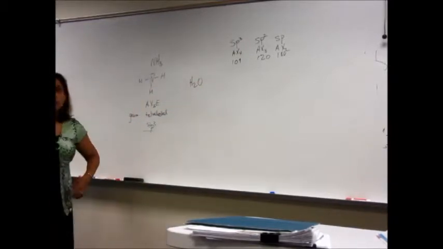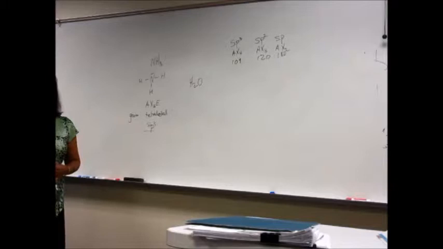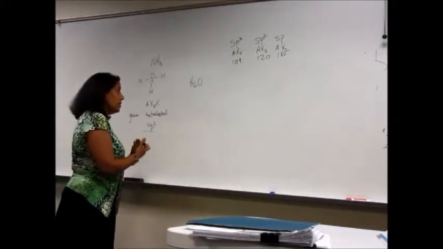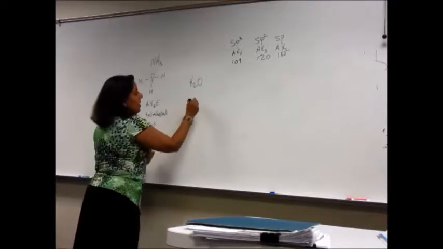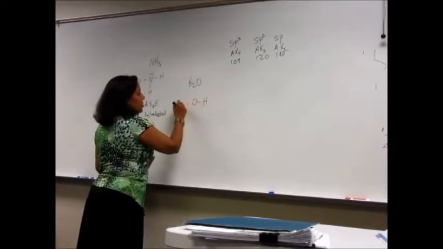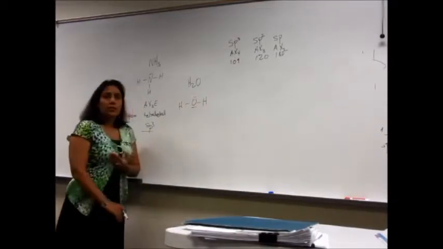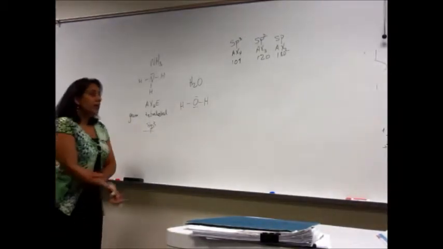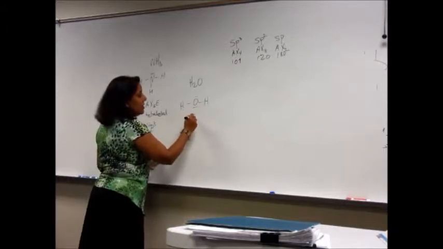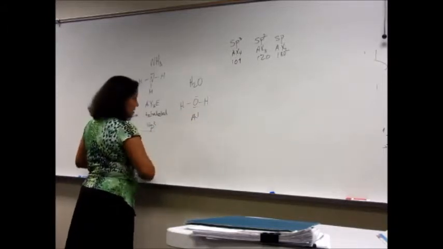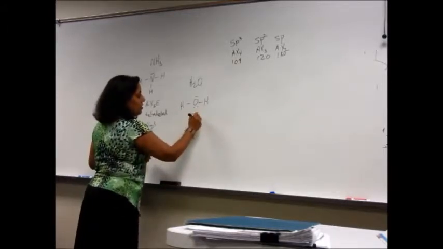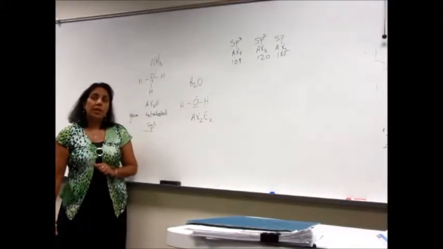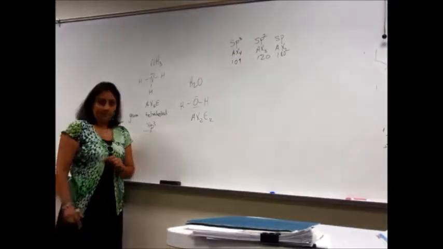H2O, water. And I'm taking those small molecules that you've dealt with before because those are the common ones. Oxygen in the middle, hydrogen, hydrogen, and that's the Lewis structure for water. I know that's an easy one for you to do. And so then this is AX2E2. So what's my hybridization on oxygen? SP3.